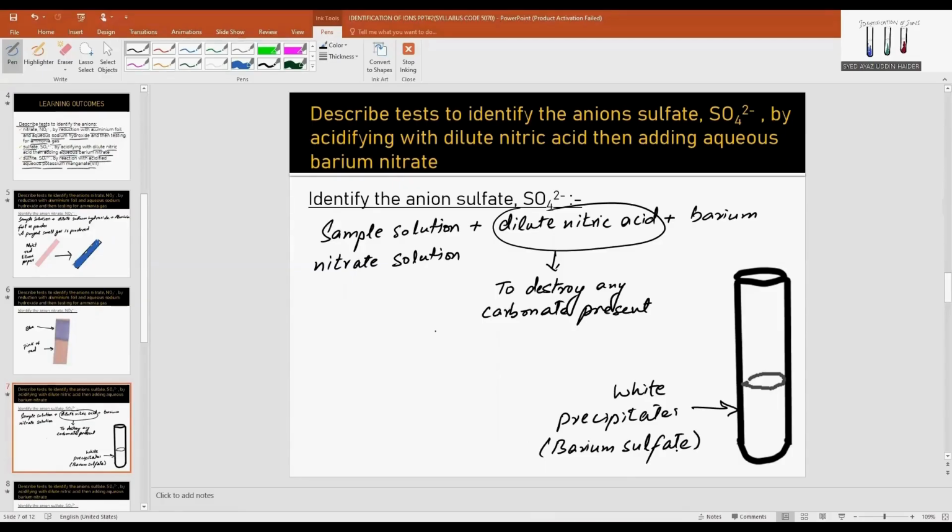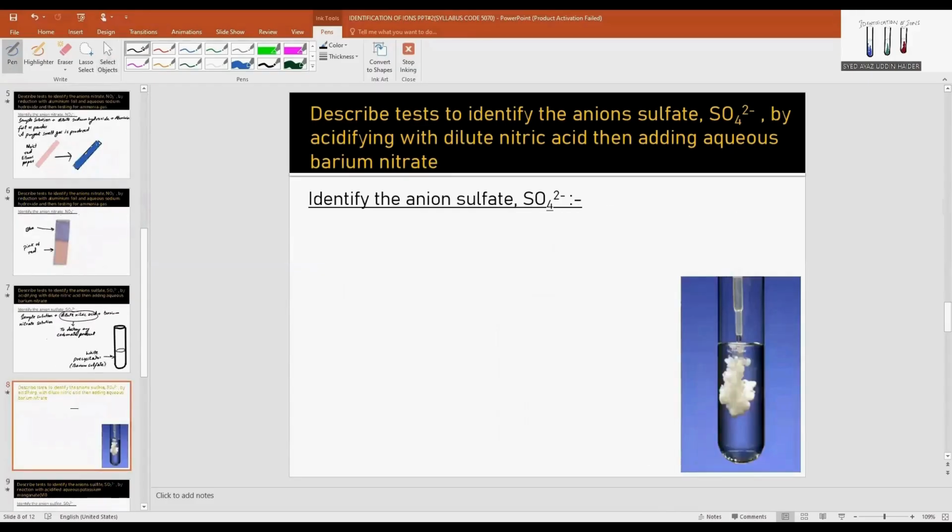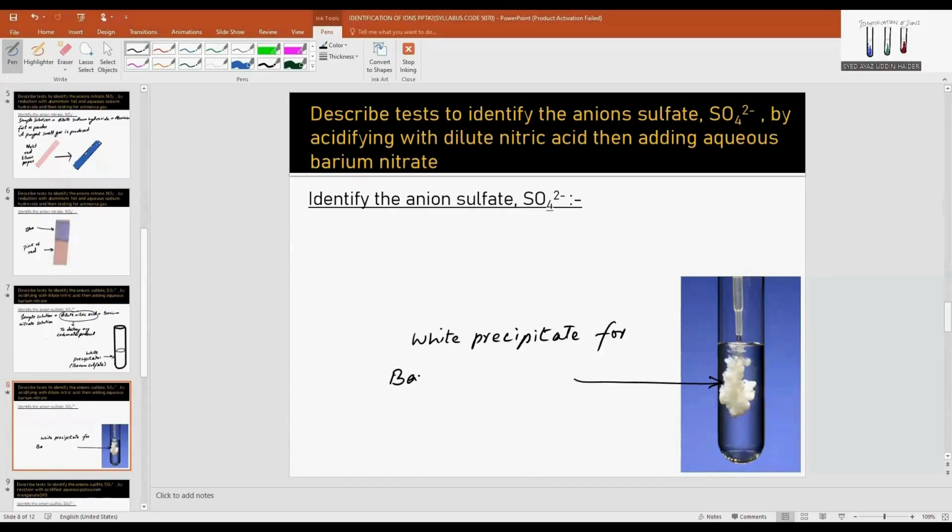This slide shows the original color of the white precipitate obtained for the presence of sulfate ion. White precipitate for barium sulfate.